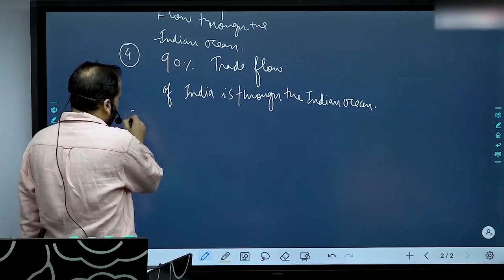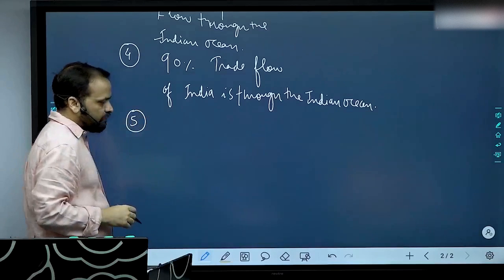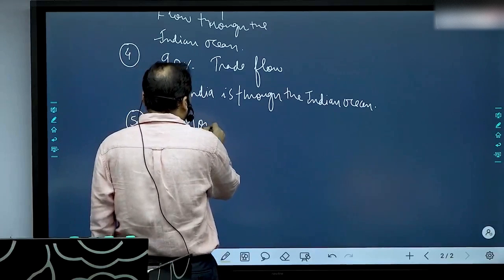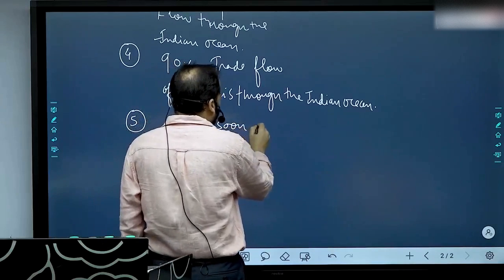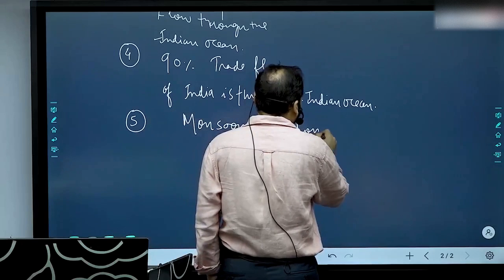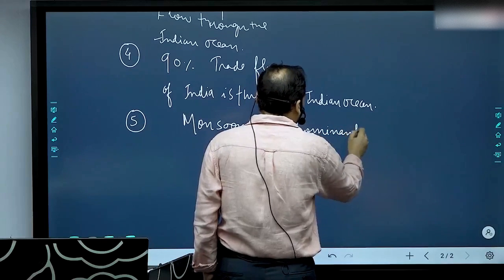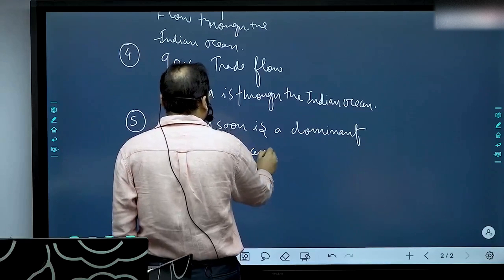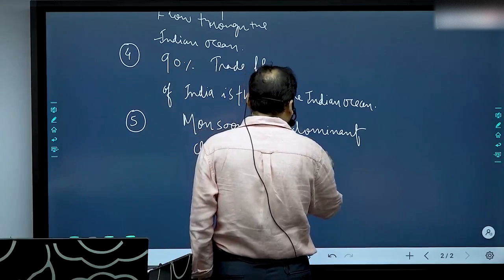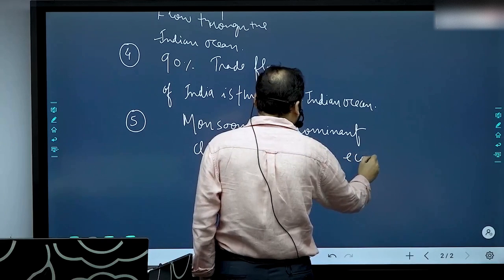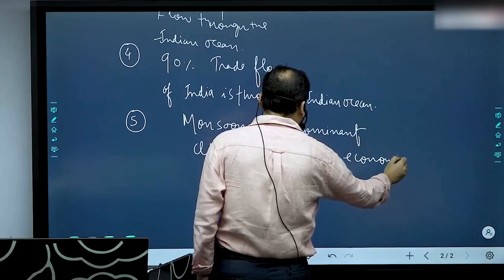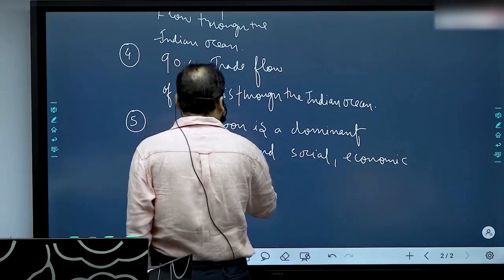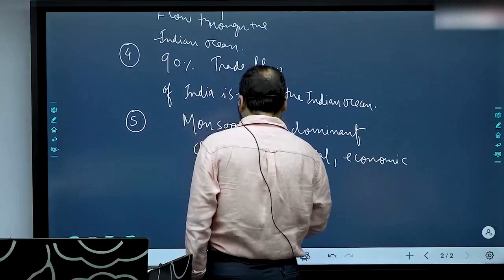Fifthly, the fact that monsoon is a dominant climatic and thereby social and economic, or socio-economic, factor in India makes the Indian Ocean important for India.